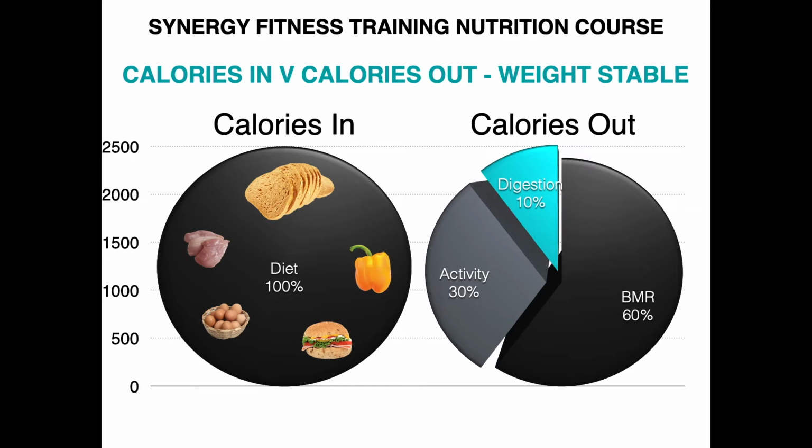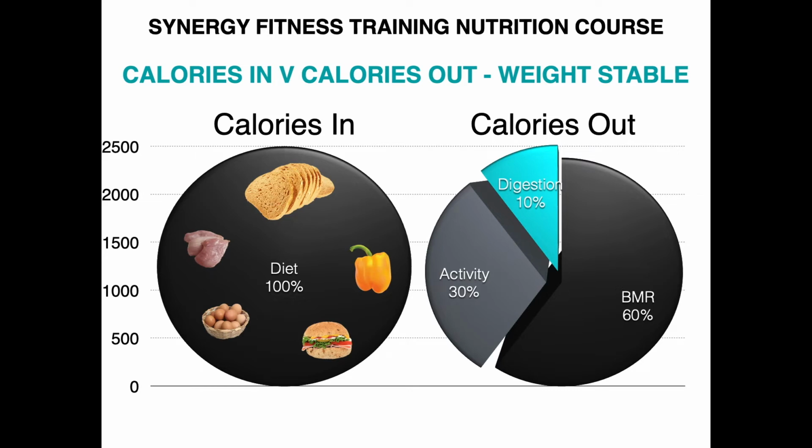Next on this circle we have activity levels, and this will vary from person to person. In this example 30% of the calories coming in are being used for moments of activity, and those moments will be things like walking around, fidgeting, planned exercise, etc. Basically any movement over and above laying completely still, even blinking your eyes.